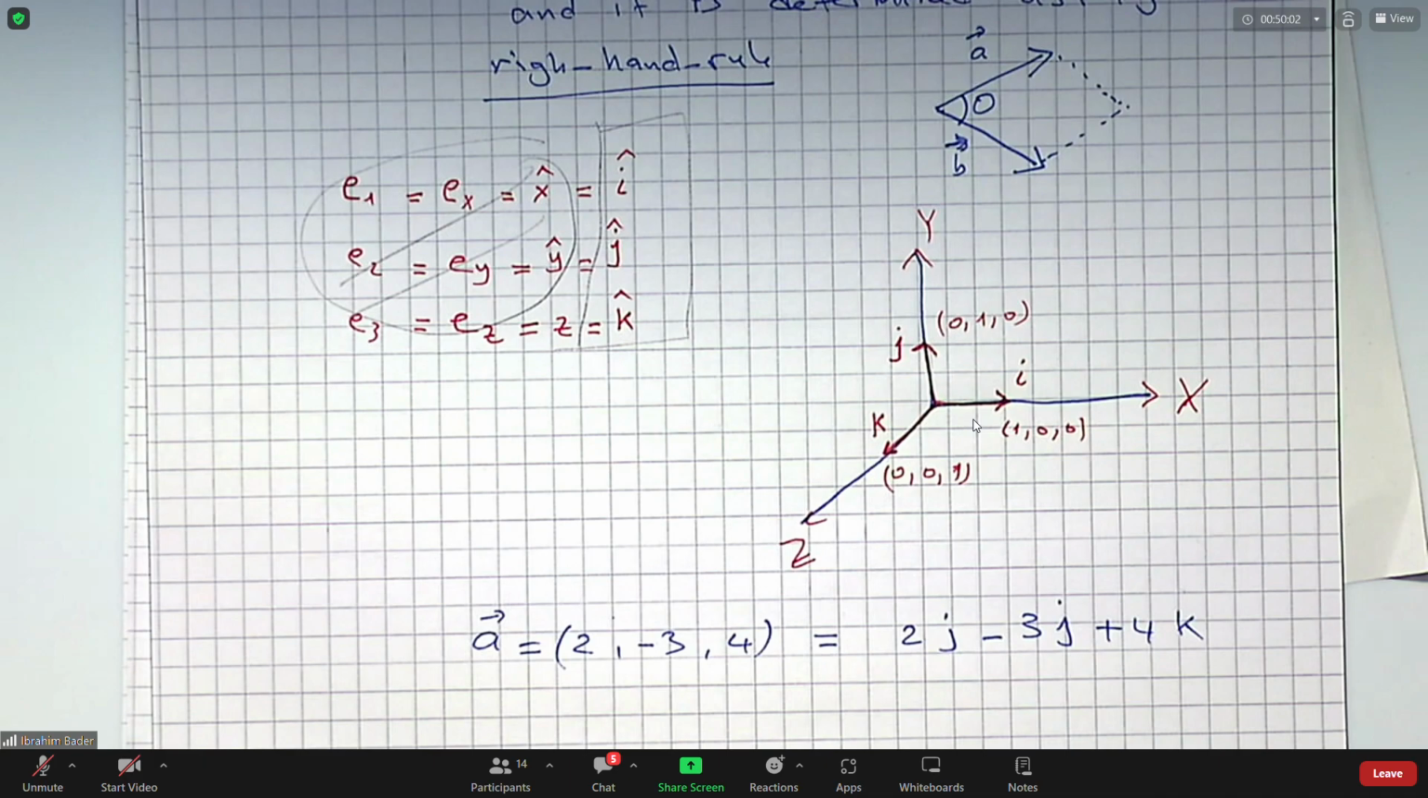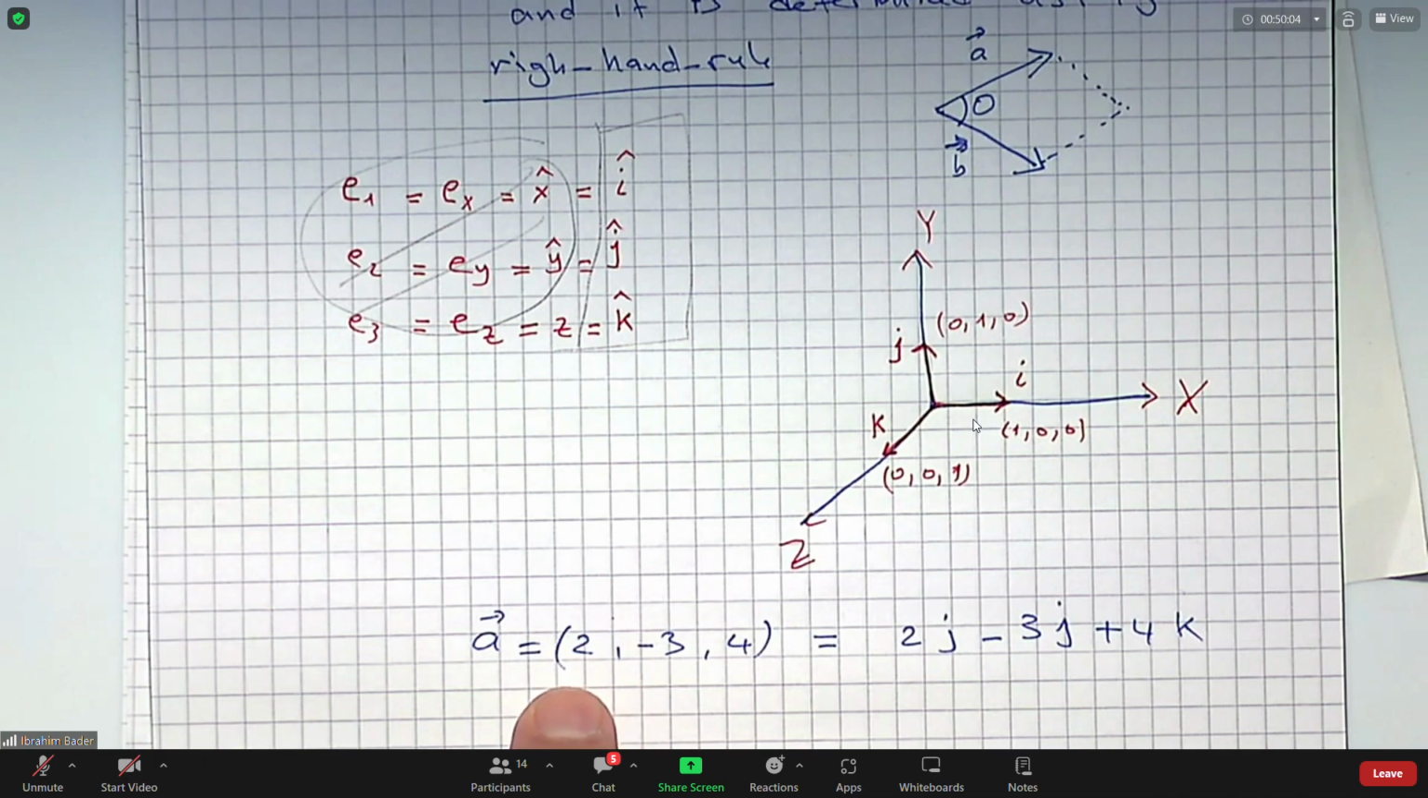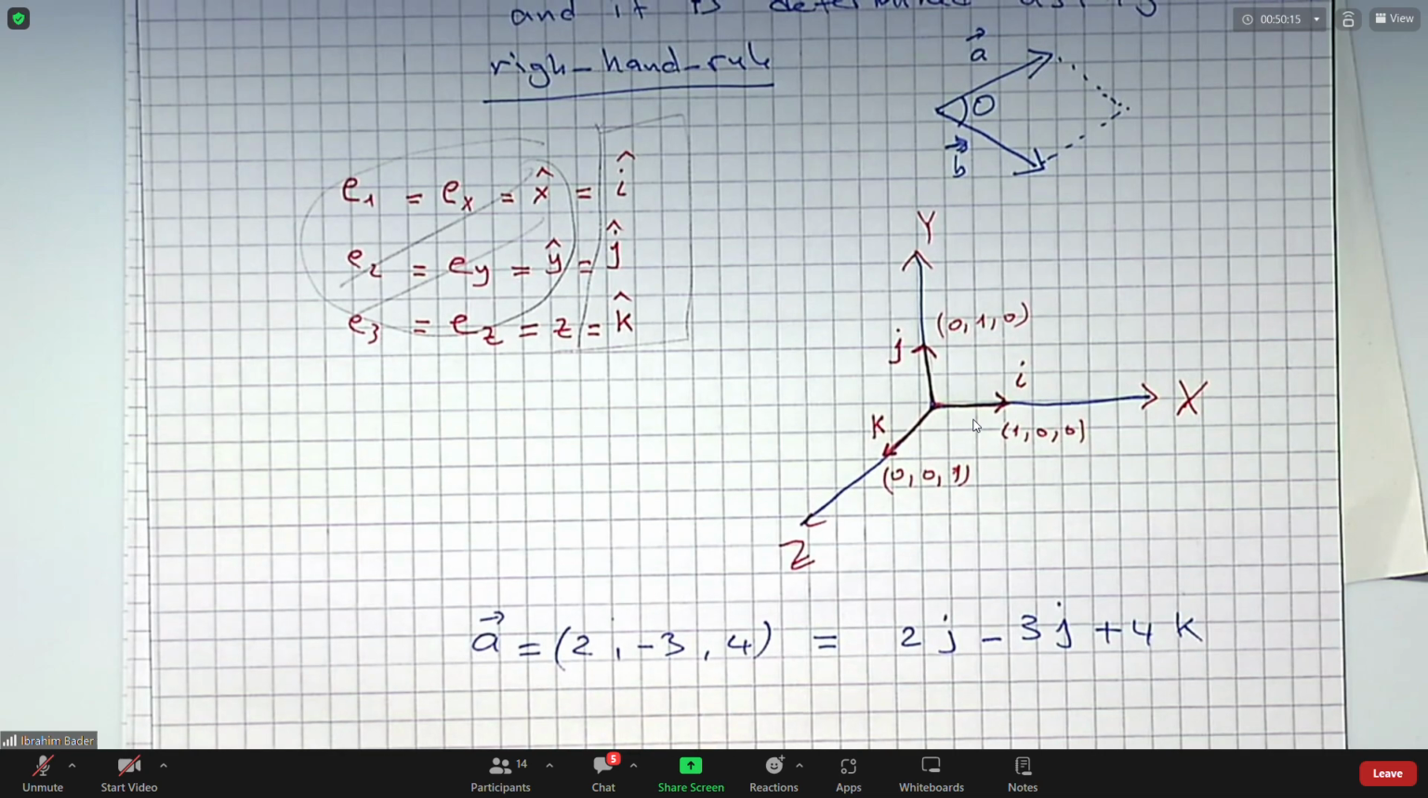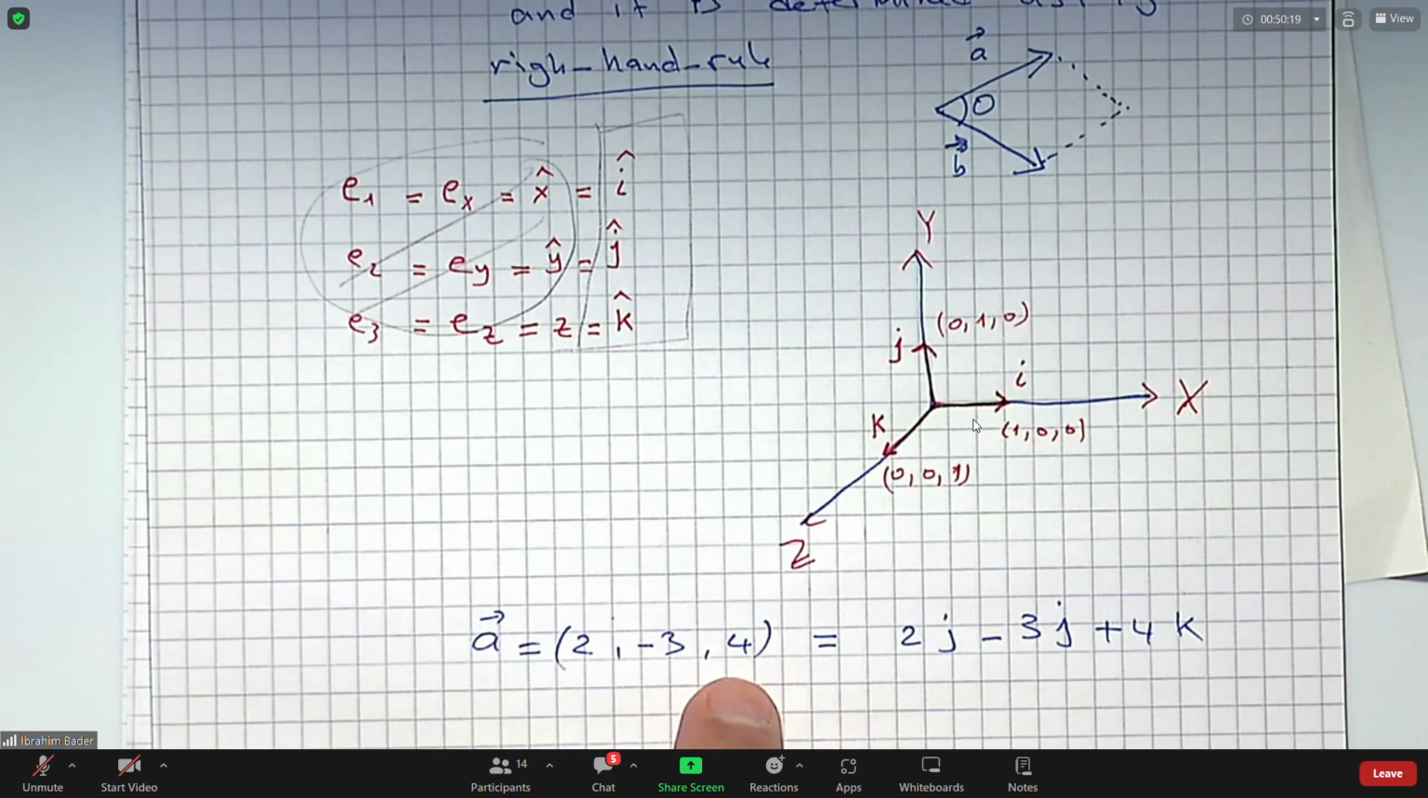So by default, whether you are given the vector in this form or in that form, this means two units in direction i. This means 3 units in direction -j, of course, in the negative Y direction. This means 4 units in direction Z, which is k.